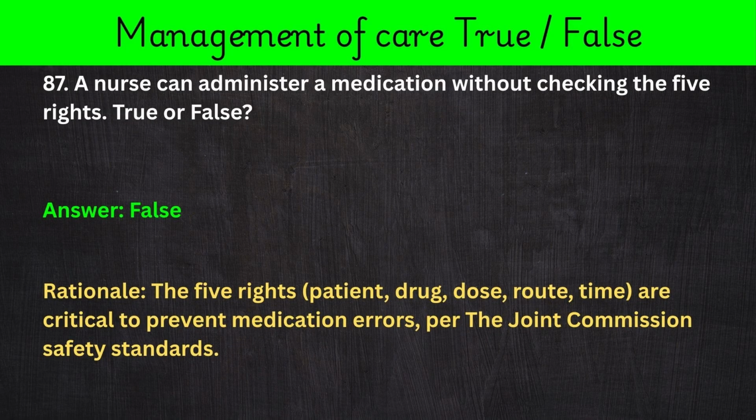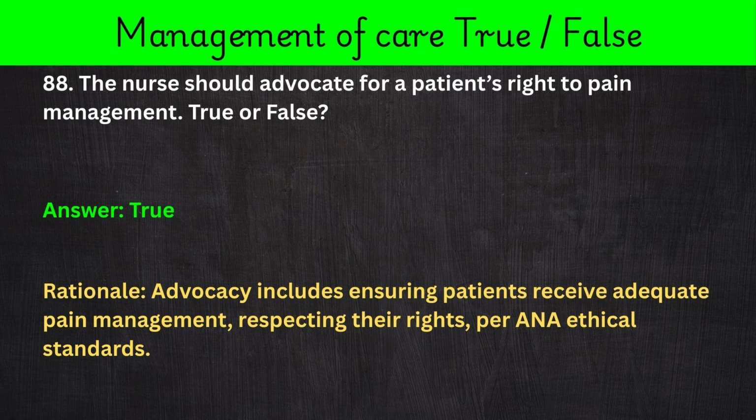87. A nurse can administer a medication without checking the 5 rights. True or false? Answer: false. Rationale: the 5 rights, patient, drug, dose, route, time, are critical to prevent medication errors, per the Joint Commission safety standards. 88. The nurse should advocate for a patient's right to pain management.